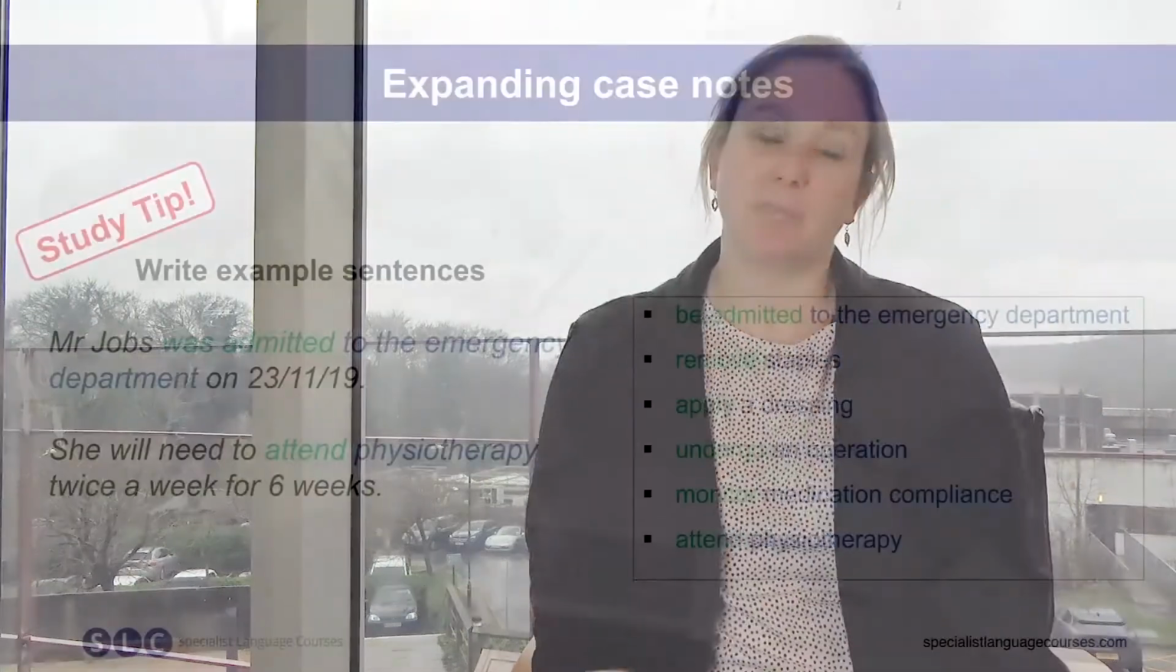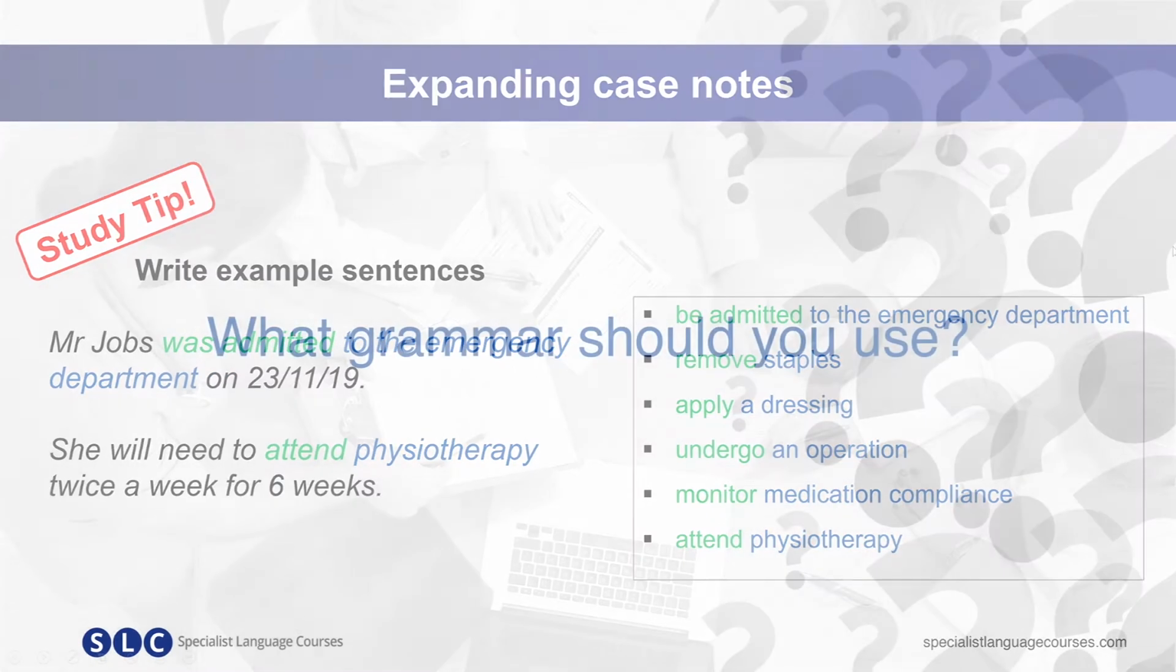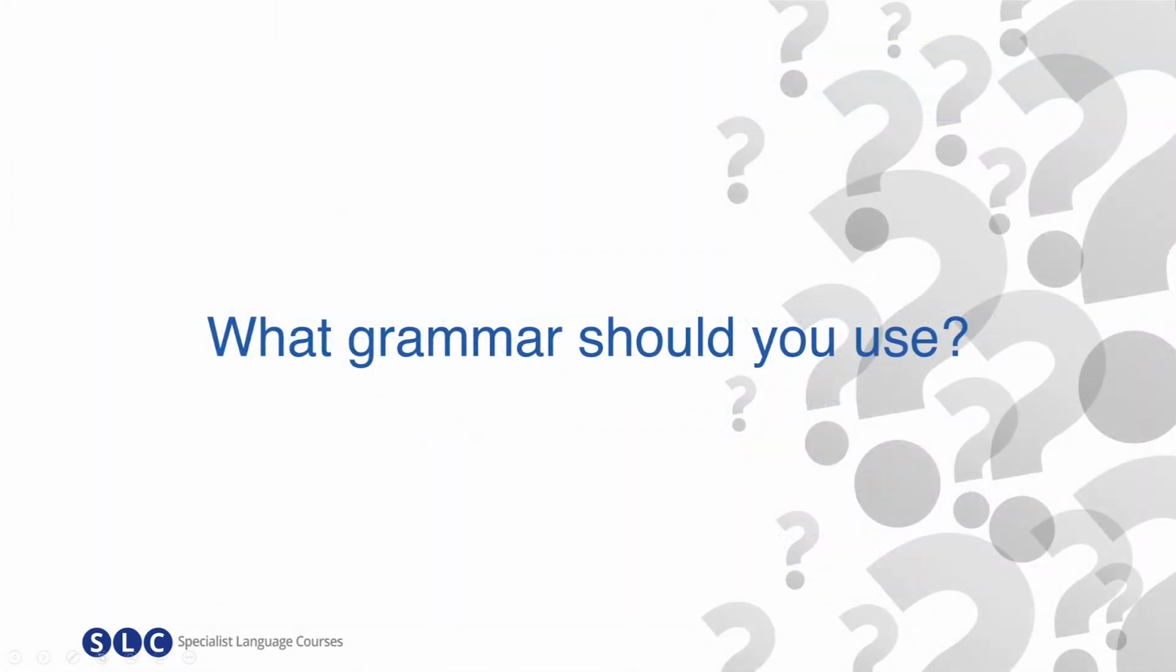It's a good idea to keep a list of useful collocations and vocabulary in your notebook and think about dividing it into different sections, for example, explaining treatment, describing symptoms. It's really important though to also write example sentences. Write the words and phrases in different contexts, and this will help you remember and become more flexible in using the phrases. What grammar should you use?